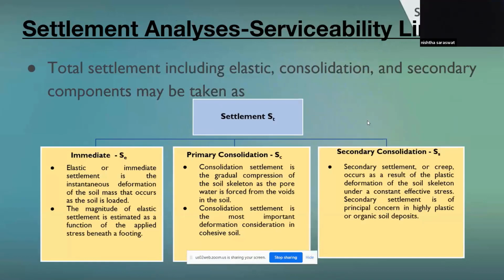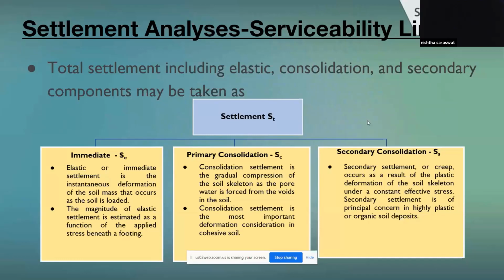Okay, now moving on to the other element for our foundation design, which also becomes the criteria for selection of foundation, which is settlement. So total settlement is the summation of elastic settlement or immediate settlement, consolidation settlement or primary settlement, plus secondary settlement. For our two different types of soil, the settlement is observed differently.